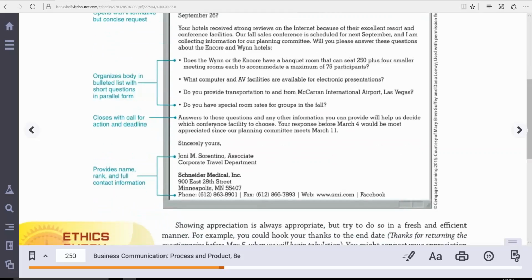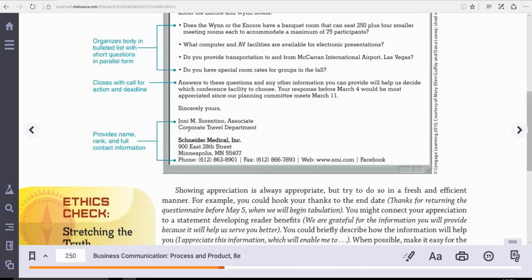It closes with a call for action and deadline. Answers to these questions and any other information you can provide will help us decide. Your response before March 4th, the call to action, would be appreciated since our planning committee meets March 11th. Sincerely yours, a signature, and here's the company.